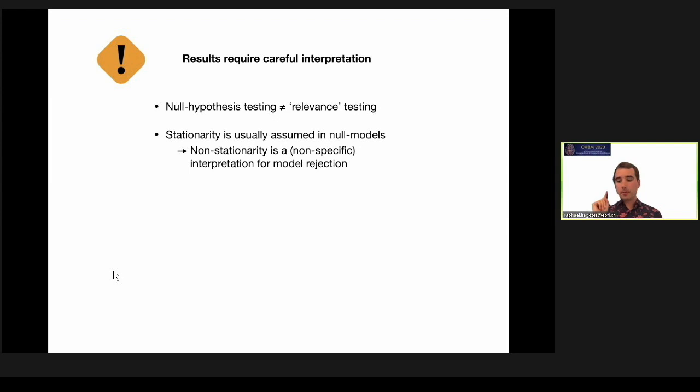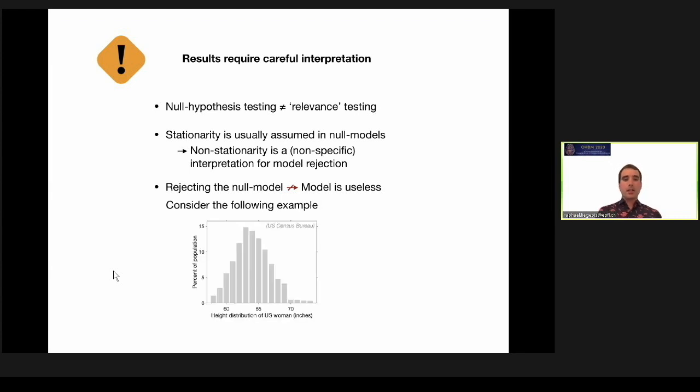And finally, and most importantly, I would say, rejecting a null model doesn't mean that the model is useless. To illustrate this, consider the following example that shows the distribution of US women's height in the US population. The horizontal axis is the height, the vertical axis is the proportion of people in each bin. Let's now test whether this distribution can be described by a univariate Gaussian.